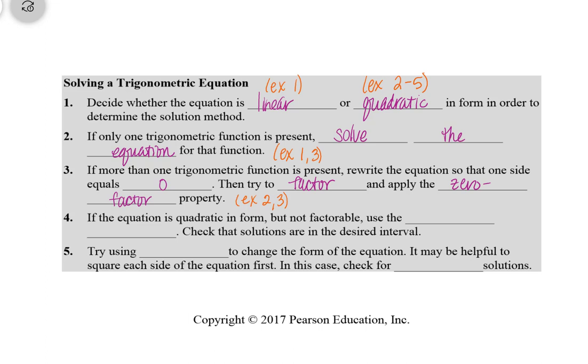If you look back at examples 2 and 3, you can see that you were able to get everything equal to 0 and then factor. So you use the zero factor property for those.